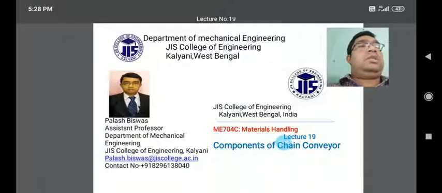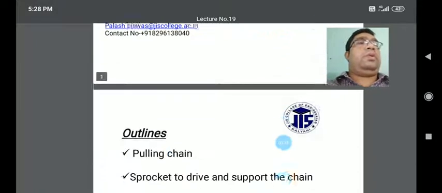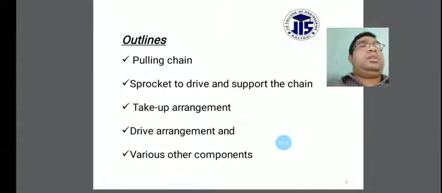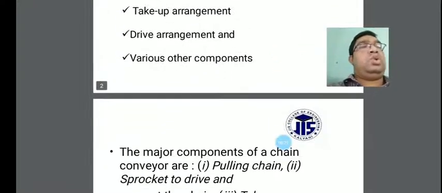Today is lecture number 19, and we will discuss the components of chain conveyors. The outline is the pulling chain, the sprocket to drive and support the chain, the take-up arrangement, the drive arrangements, and various other components.